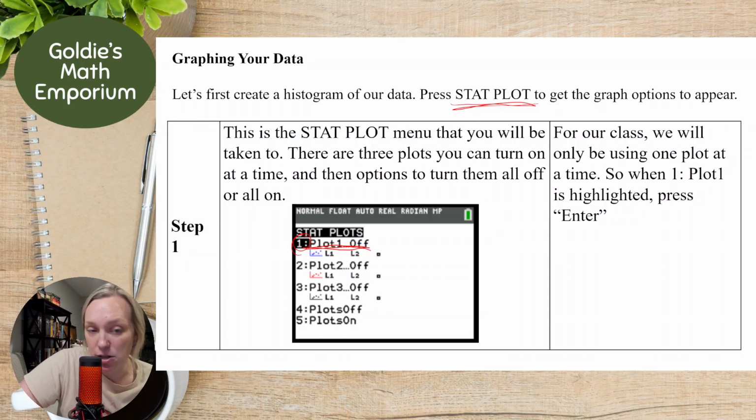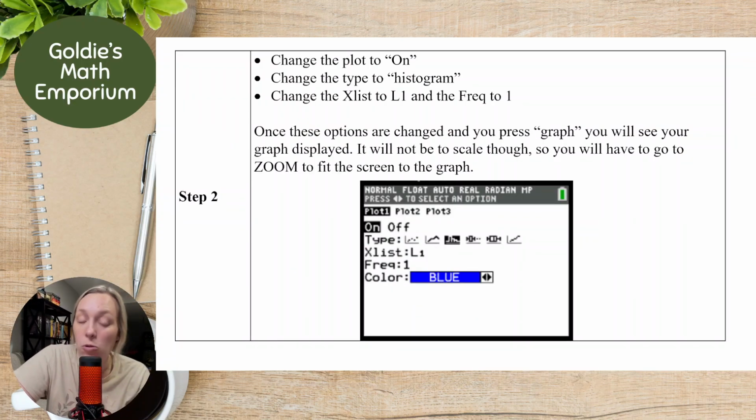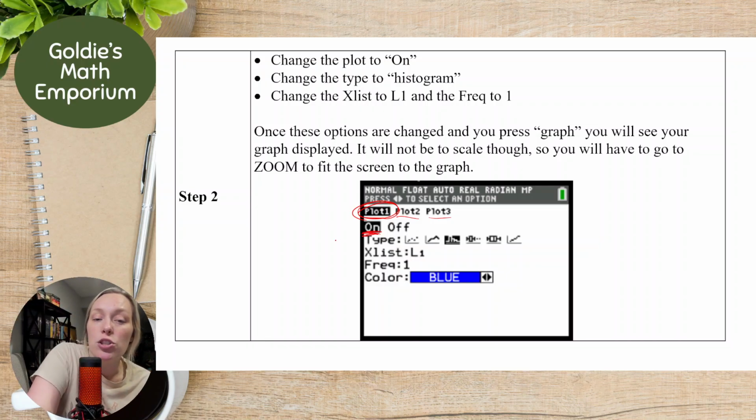Go ahead and click enter, and you're taken to plot 1. You can switch between different plots up here, but we're only interested in plot 1 right now. You're going to turn it on because we want to be able to display it, and then we're going to choose the type.